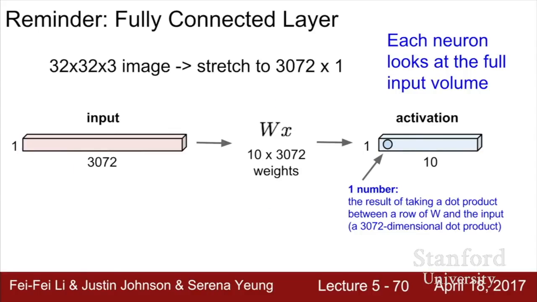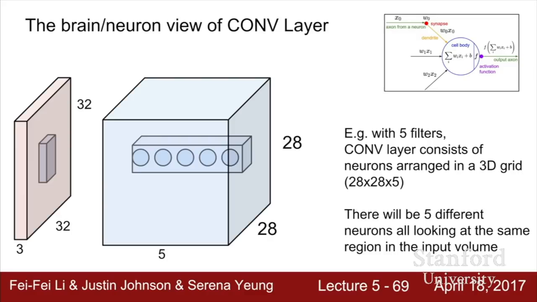And just a reminder, comparing with the fully connected layer that we talked about earlier: in that case, each of the neurons in our output was connected to the entire stretched out input. So it looked at the entire input volume, compared to now, where each one just looks at this local spatial region.